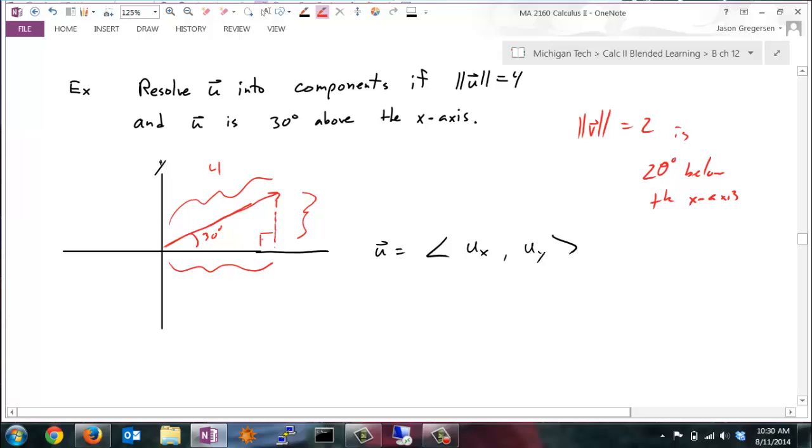Which means I get to use some trig. Yes! You guys learned it a while ago and you're like, I've been waiting to use my trig for so long. What's the trig relationship that's going to help me find out the x component? Cosine. Cosine tells me the adjacent over the hypotenuse. So I know that cosine of 30 degrees should be equal to this piece, the side adjacent, over the hypotenuse. So that means the x component is just 4 times the cosine of 30 degrees.